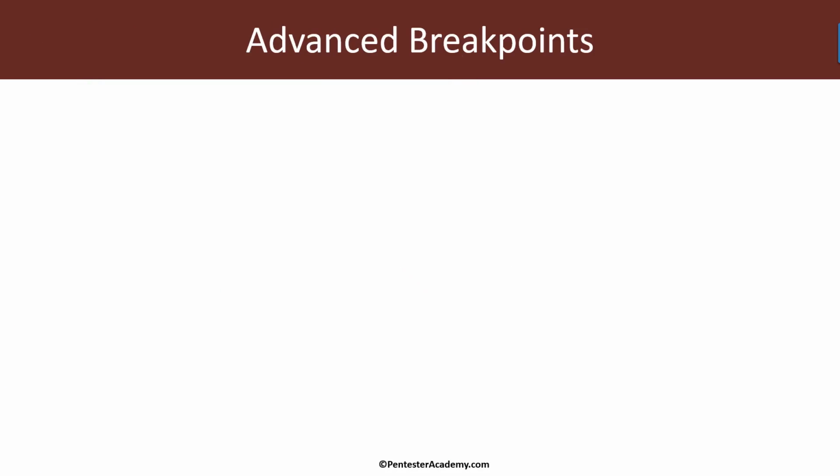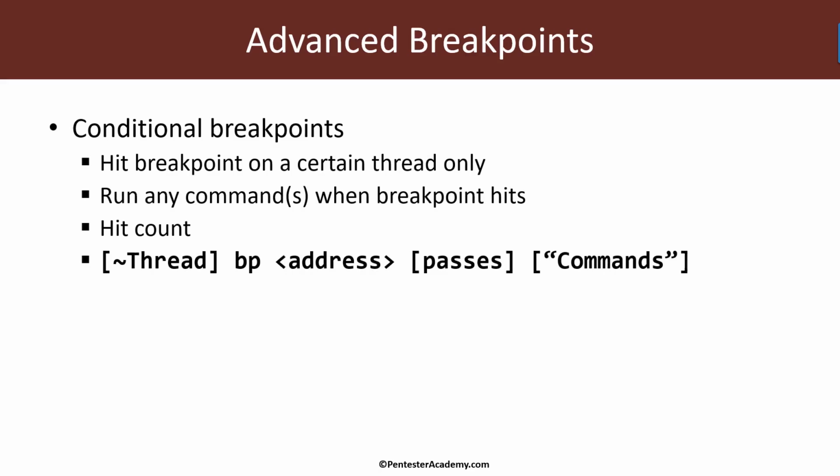Now let's take a look at some advanced features breakpoints have. Up until now, we've used the BP command to set an unconditional breakpoint, which means whenever the breakpoint hits, I want to stop at that breakpoint and look at what's going on in that case. However, it is possible to create conditional breakpoints that only hit when certain conditions apply.